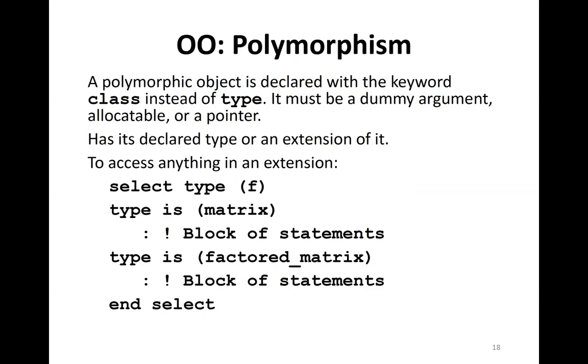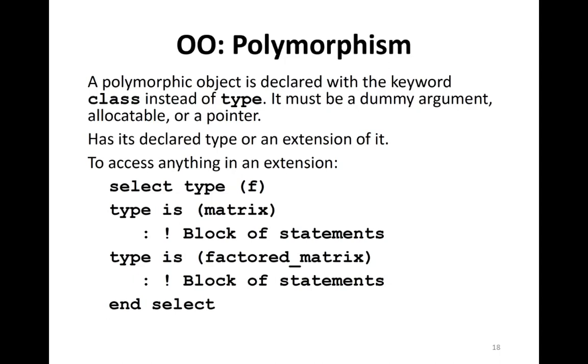So if it's polymorphic, it must be a dummy argument, it's been passed in through a procedure, or it's allocatable, or it's a pointer. To make use of it, there's a select type construct. So here I'm taking a polymorphic object F, and its class is matrix, so it might be an ordinary matrix. So I can say select type F, type is matrix, then I can have code for the case where it's just a matrix and doesn't use the extensions. Type is factorized matrix. Now we have statements that allow for the extra extension that I put in for the factorized form.